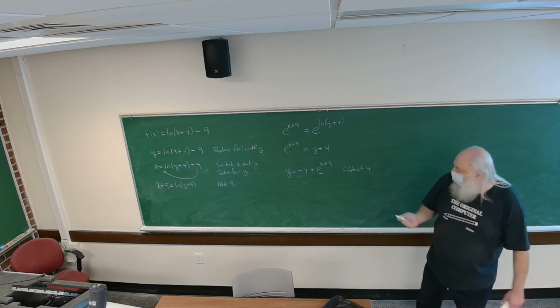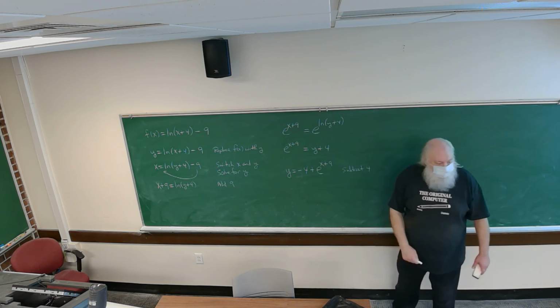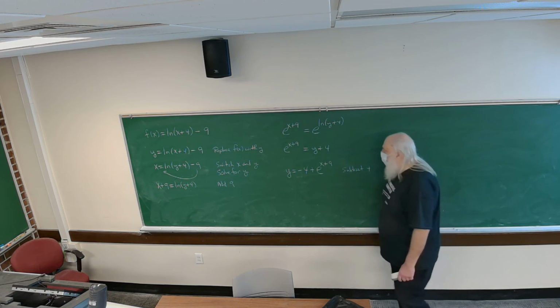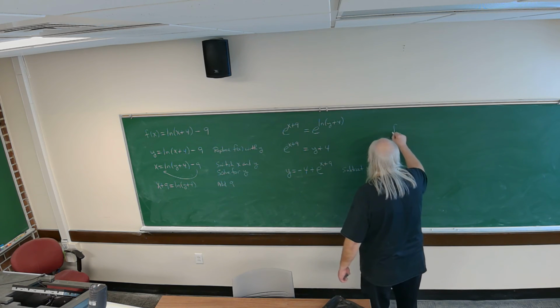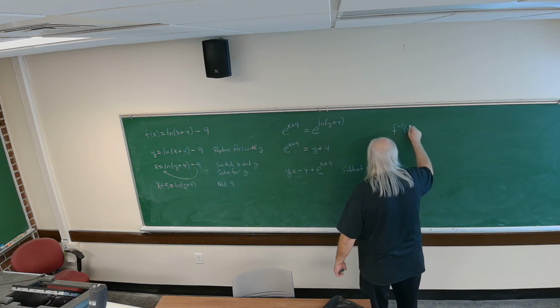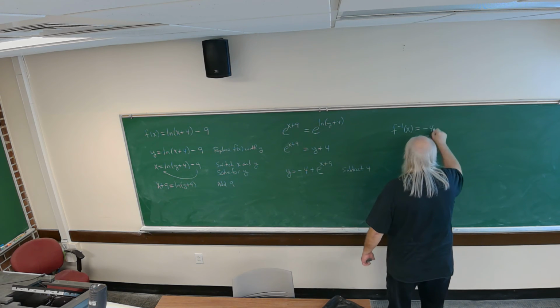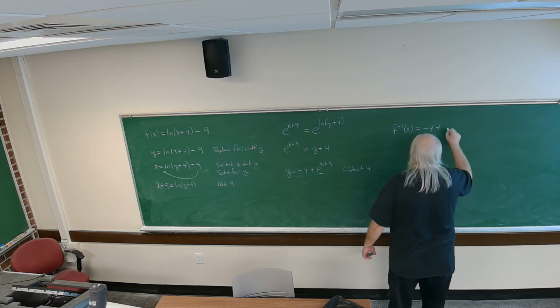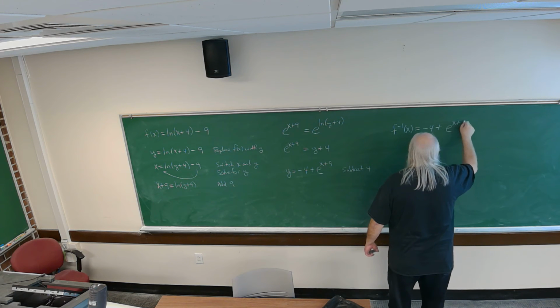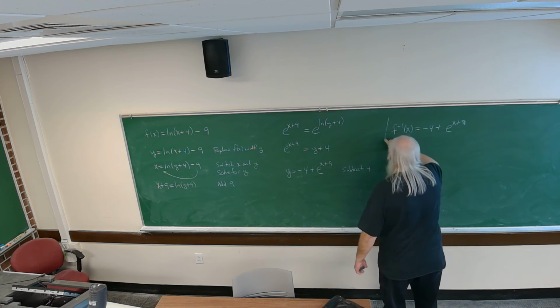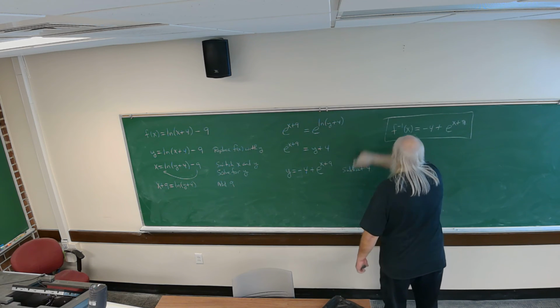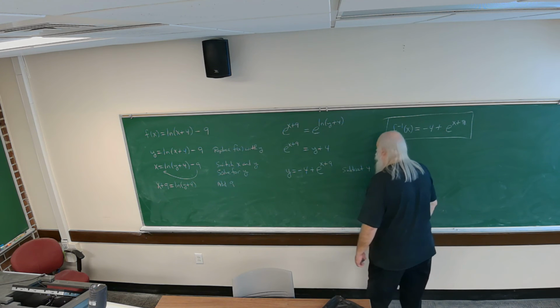Yeah, replace y with inverse function notation, right? So we have f inverse of x is equal to minus 4 plus e to the x plus 9 power. And we're done.